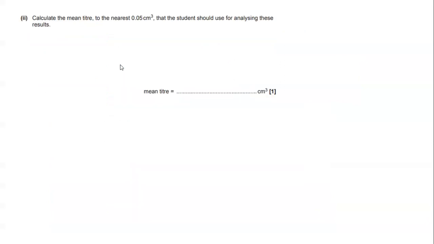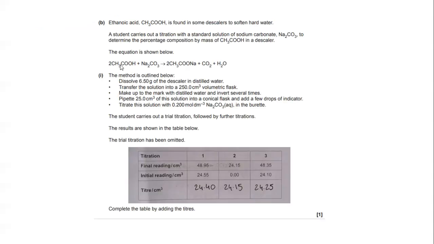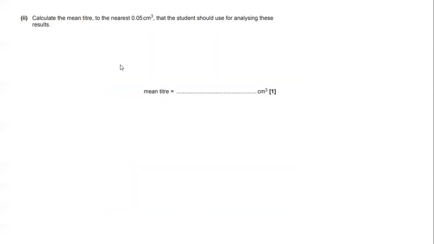Then, calculate the mean titer to the nearest 0.05 centimeter cube that the student should use for analyzing these results. So remember, you're only going to take the concordant titers, the ones within 0.1 of each other. So you have to consider number 2 and number 3, and therefore the mean titer is 24.20 centimeter cube.